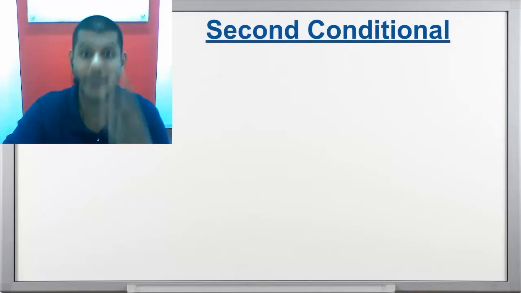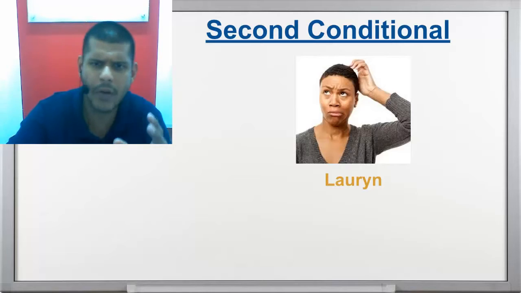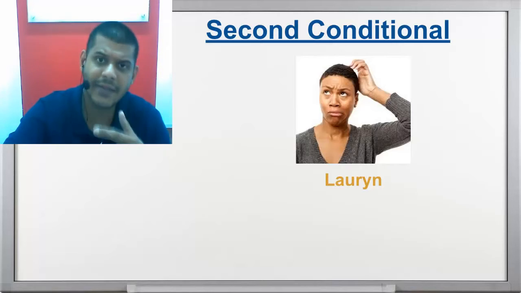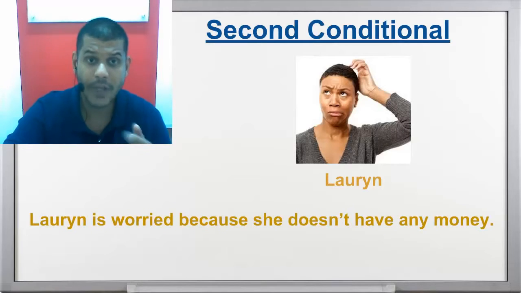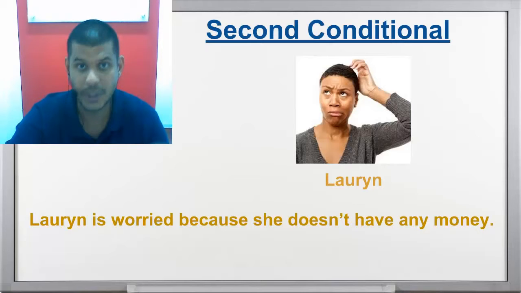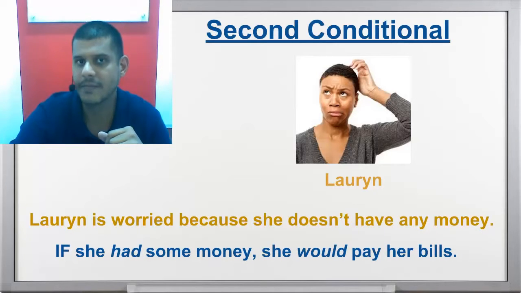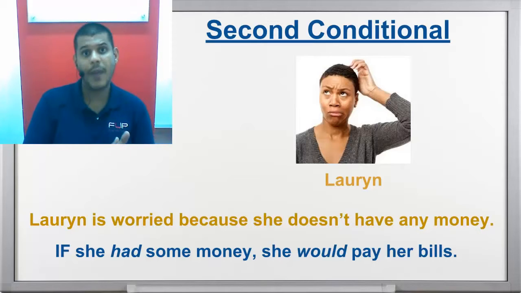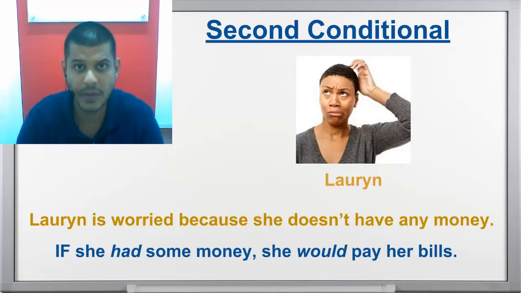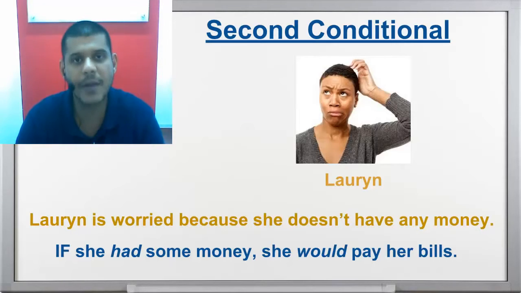Now, to close, I'm going to give you a third example. Take a look at Lauren. This is Lauren. She's a little worried, preoccupied. And I have a situation here. It says that Lauren is worried because she doesn't have any money. She is poor, she's broke. She is worried because she has bills to pay and she doesn't have money to pay for them. But if she had some money, she would pay her bills.